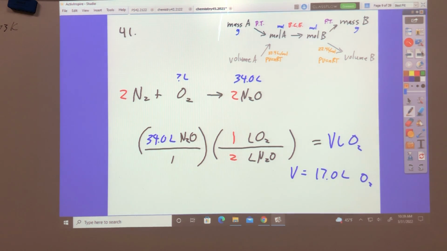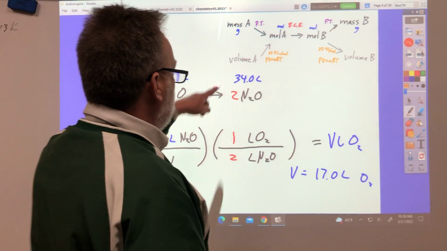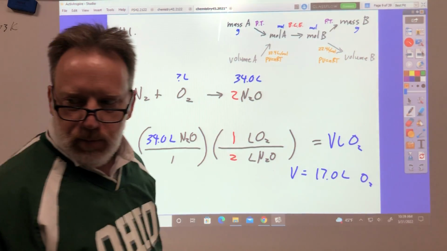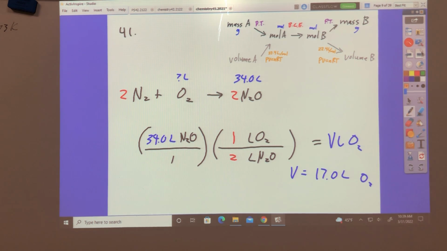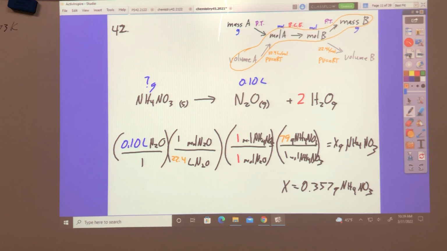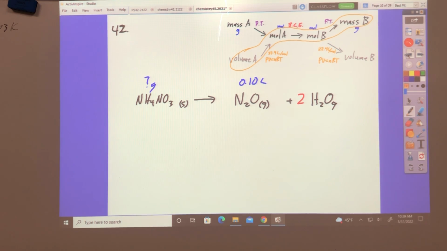Ammonium nitrate, number 42, is a common ingredient in chemical fertilizers. You use the reaction shown, which they give you balanced, to calculate the mass of solid ammonium nitrate that must be used to obtain 0.1 liters of dinitrogen monoxide, the same stuff we had before. So we're going to go down to here and then convert to volume. Now let's see how I did it before, and I'll do it the same way this time. It looks like we did the whole thing, okay?